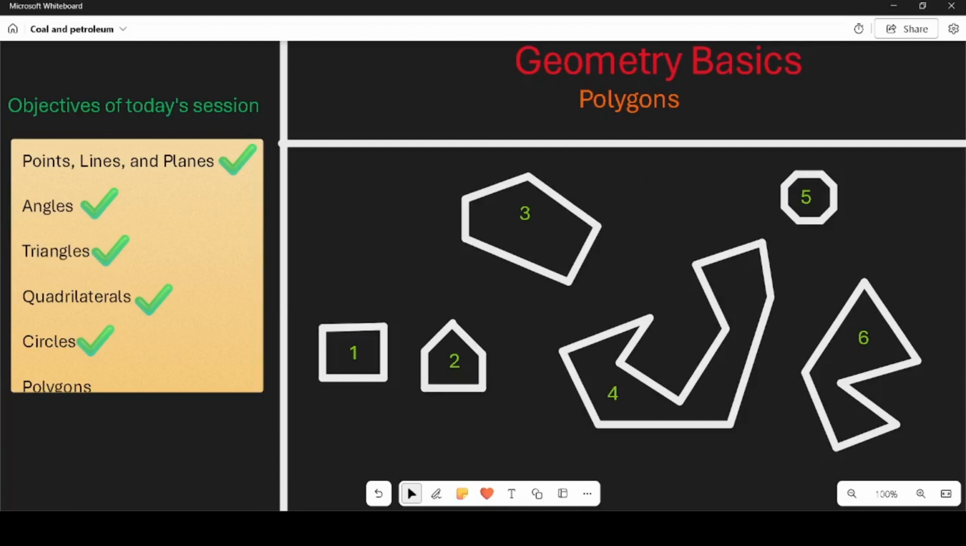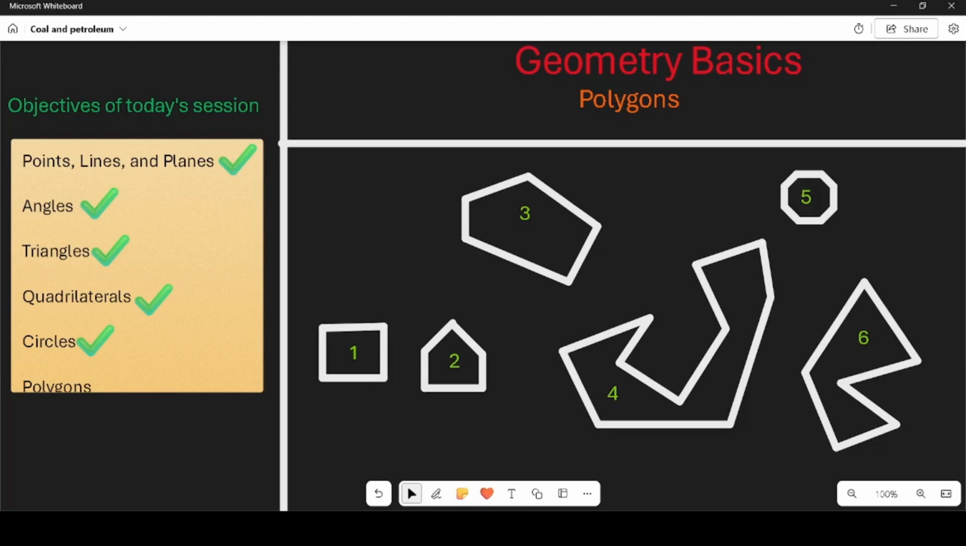Finally, let's discuss polygons. Closed plane figures with straight lines are called polygons. Regular polygons have all sides and all angles equal, while irregular polygons vary in their size, side lengths, and angles. Now, looking at the screen, can you comment down below which are regular polygons and which are irregular polygons?